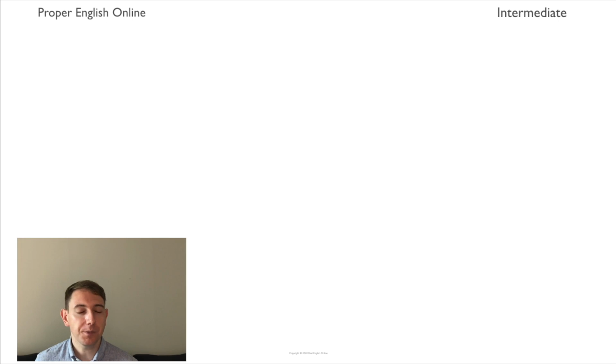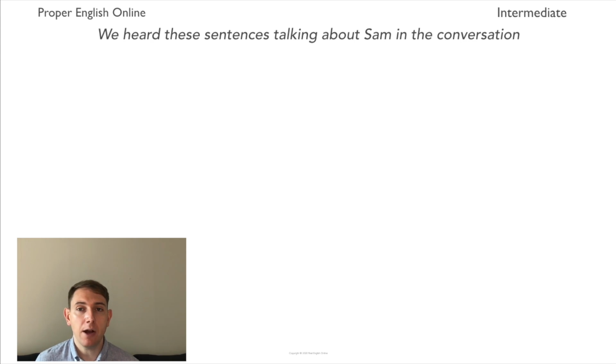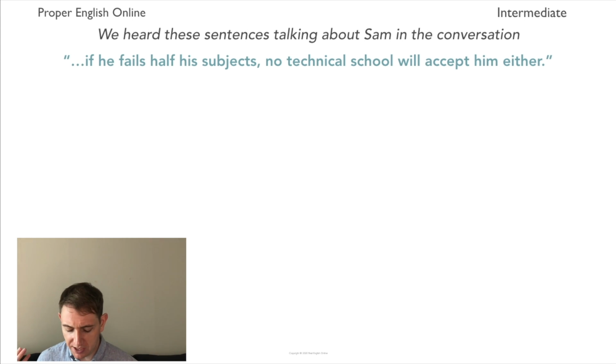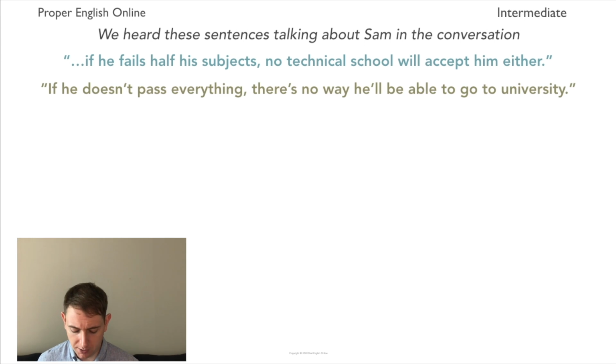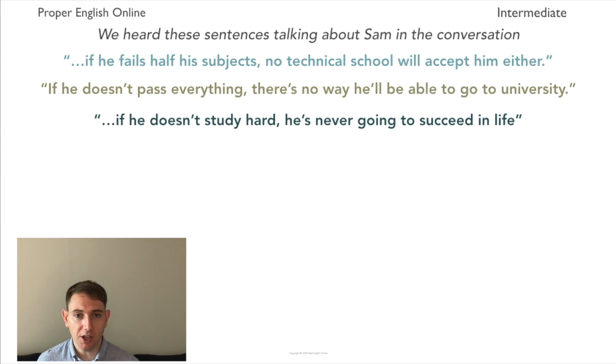Alright then, so guys, we heard those phrases. Hopefully we filled in the missing words. Now, in the conversation, the two parents were talking about their son, Sam. They said if he fails half his subjects, no technical school will accept him either. Also, we heard if he doesn't pass everything, there's no way he'll be able to go to university. And also, if he doesn't study hard, he's never going to succeed in life.